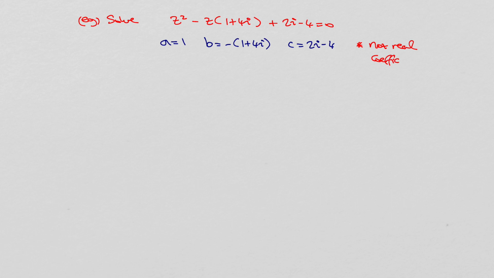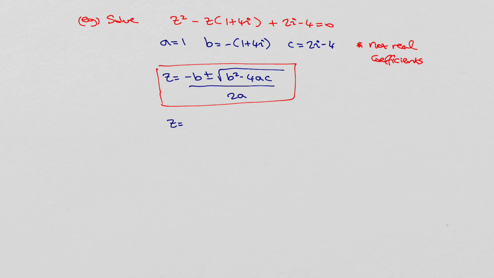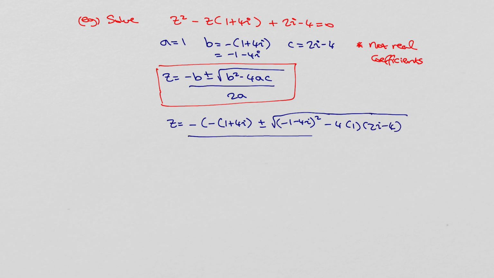So let's see what happens when we go and use our minus b formula. So we'll have z is equal to minus 1 plus 4i, plus or minus the square root of b squared. And if I look at b, I'm just going to simplify that there before I put in b squared. So that's going to be minus 1 minus 4i squared. And then minus 4 times a times c, all over 2 times a.